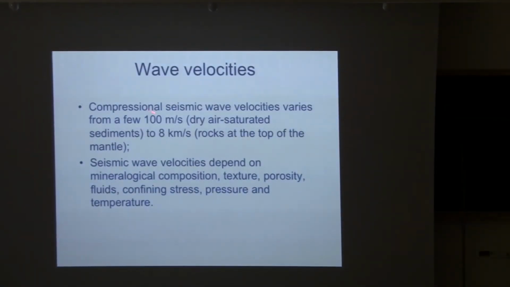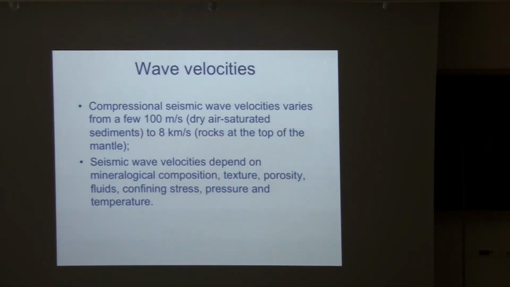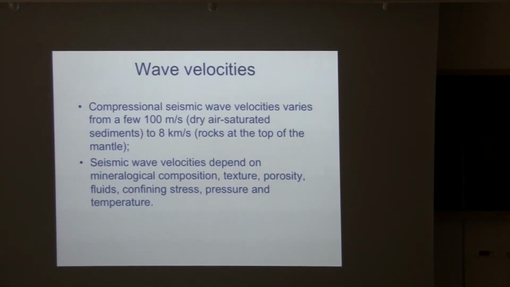Velocities will vary from some 100 meters per second in the near surface to up to 8 kilometers per second in the upper part of the mantle. Typically, rock would be sort of 2 kilometers per second up to 4, 5, 6 in environmental applications. Velocities mainly depend on mineralogy, texture, porosity, types of fluids, confining stress, pressure, and temperature.